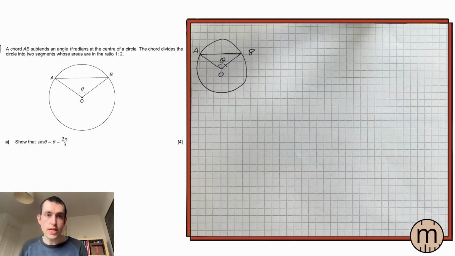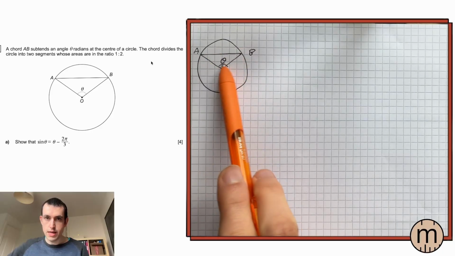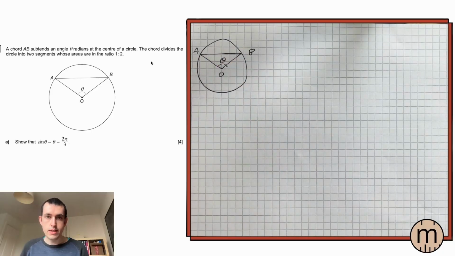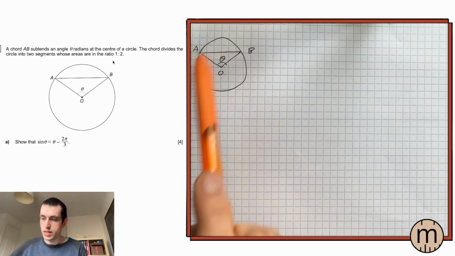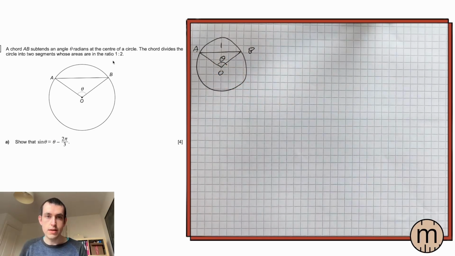So we're told that the chord AB subtends an angle of theta radians at the centre of a circle, as is shown in the diagram. This angle theta subtends the arc AB and the chord AB here. The chord divides the circle into 2 segments, which is segment 1 up here and segment 2, the big one, down here. And those areas have a ratio 1 to 2, and somehow we need to show that sine theta is equal to this lovely expression.